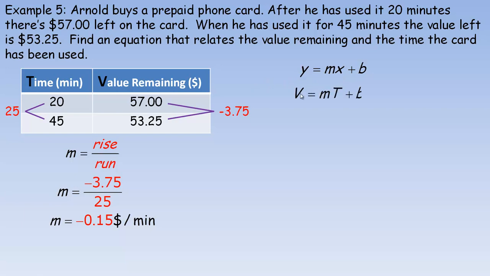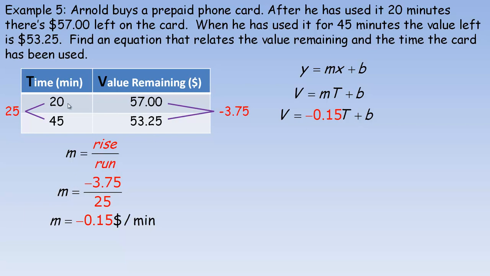So y isn't y, it's v, and x is actually t, so that's time, that's the value left. And so my rate is -0.15, so this is -0.15. So that's my equation. I just need to find the b value, which would be the initial value. This is a partial variation. The initial value is what Arnold paid for the card, actually.